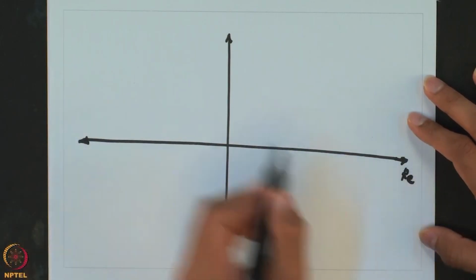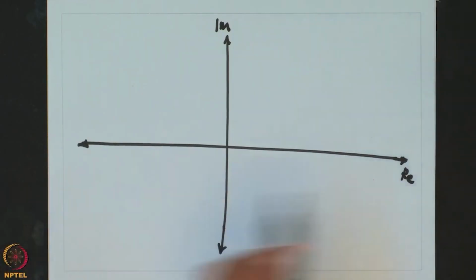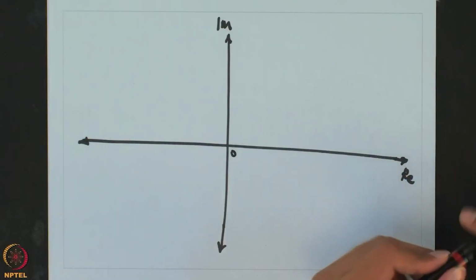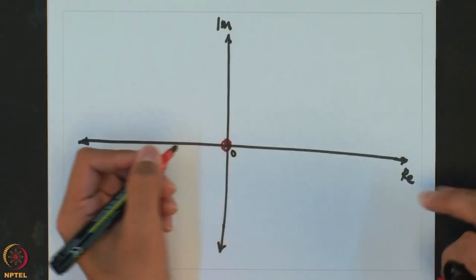So, this is the real axis, this is the imaginary axis, and in this figure for any transfer function we will plot or we will put the poles as well as zeros. So, we will start with poles. So, let us say the pole of the system falls at the origin. So, this is our origin. Let us say the pole is at the origin.